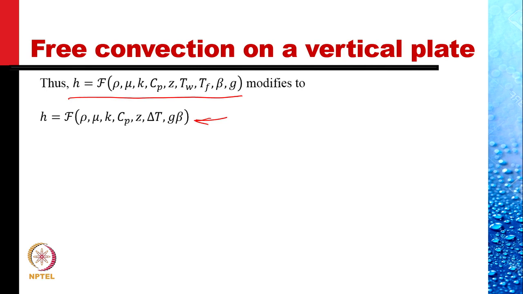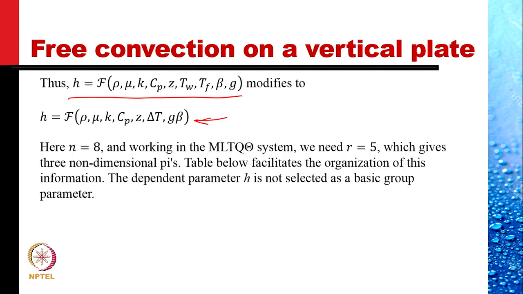7 independent parameters and 1 dependent parameter. Total n is equal to 8. And working in the MLTQ theta system, we need r equal to 5, which gives 3 non-dimensional pi's. The table in the next slide facilitates the organization of this information.